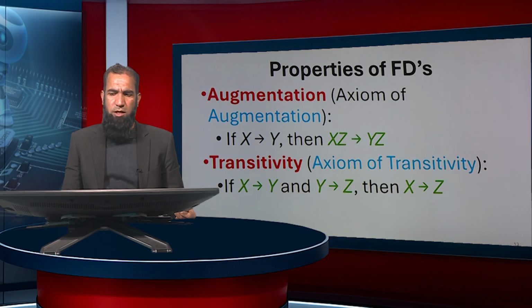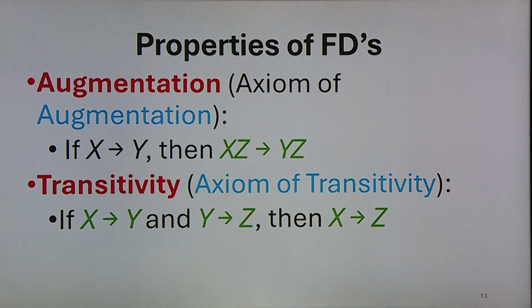The second rule is the axiom of augmentation. It states that if a functional dependency X determines Y holds, then adding the same set of attributes Z to both sides of the dependency will also hold true. Formally, if X determines Y, then XZ determines YZ. In simple terms, this means that if knowing X determines Y, then knowing X along with some extra information Z will still determine Y along with Z.